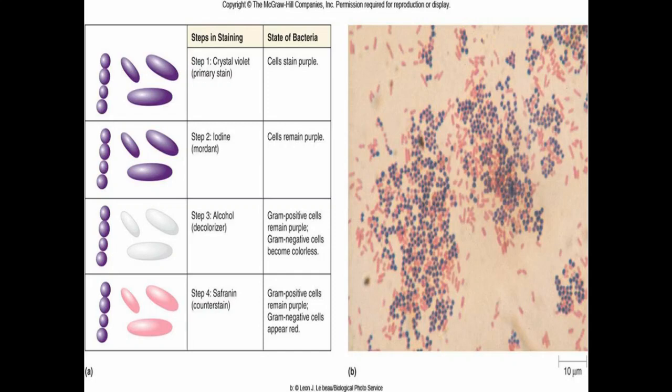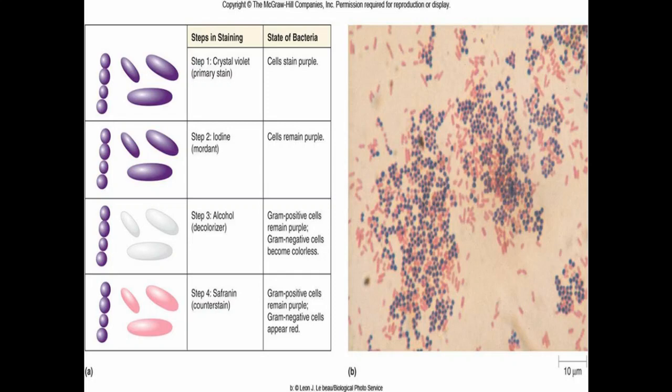the cells remain purple in color after the second step. Now the third step is using a decolorizer, which is an alcohol. This step is a differentiating step where it differentiates between gram-positive and gram-negative bacteria. So what is the principle involved in this particular step?